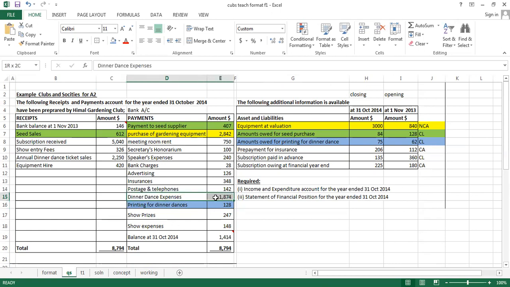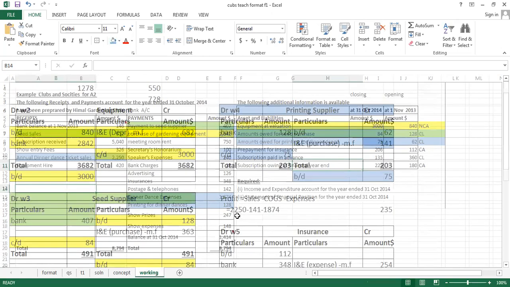Yeah, there's dinner dance expense of 174, and for the up and down there are no other dinner expenses. If you look at the right receipt side, there's annual dinner dance ticket sales. So they have sold tickets for the dinner dance entry fees, and they have received 2250. Annual dinner dance 2250. Okay, so we are in the working.